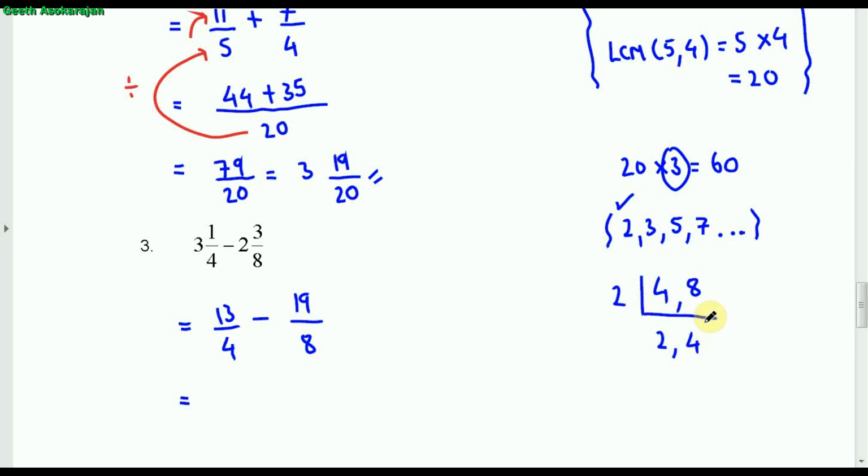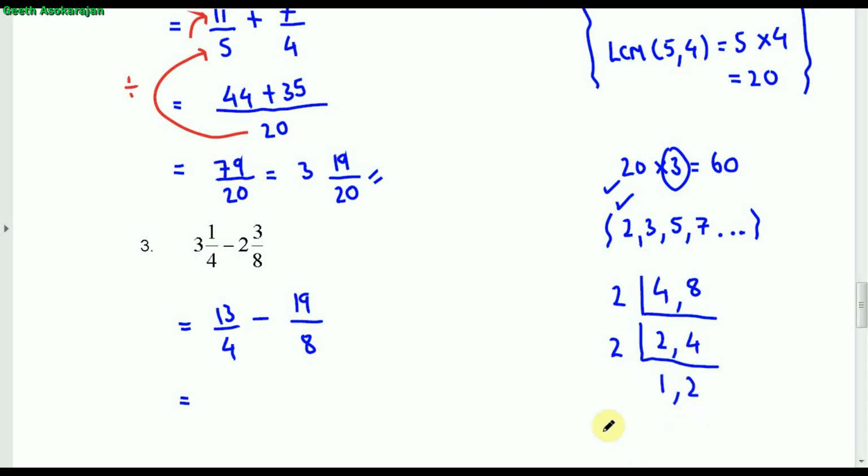Now let's check whether we can divide both of these by 2 again, giving no remainder. So 2 divided by 2 is 1, no remainder. 4 divided by 2 is 2, no remainder. So I can divide by 2. Now, I can't divide these numbers any further, giving numbers with no remainder.